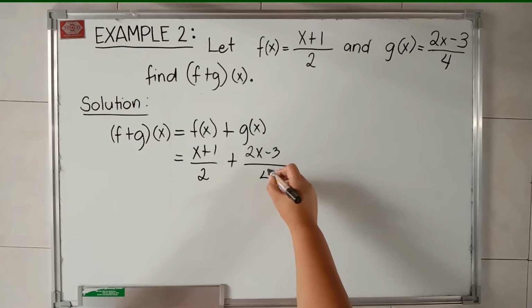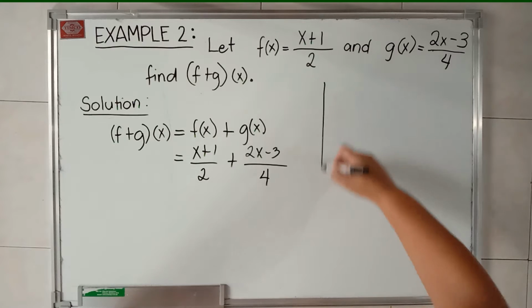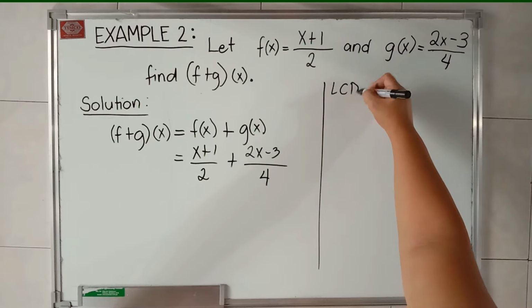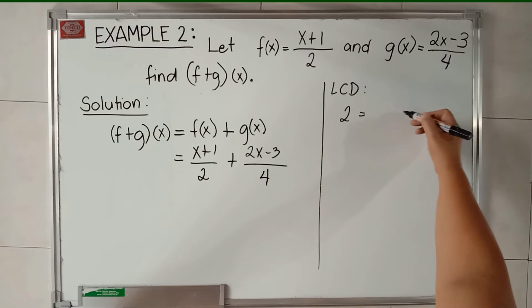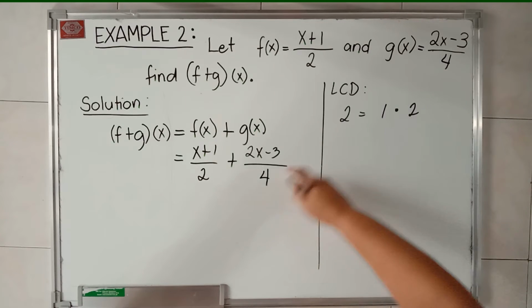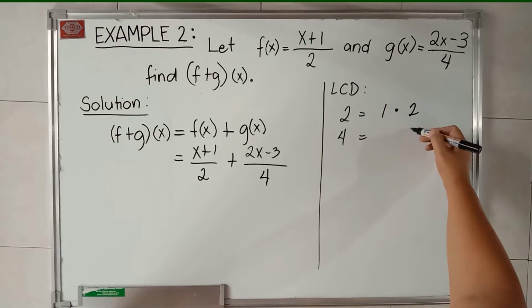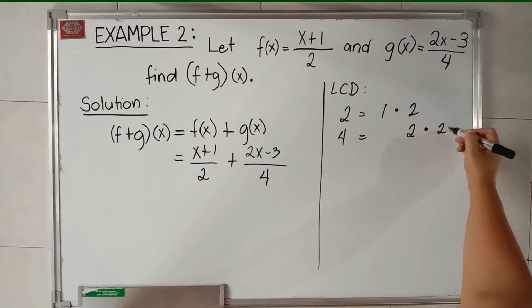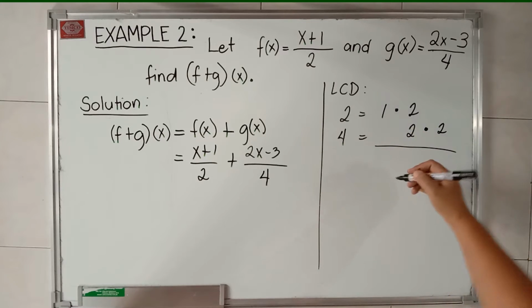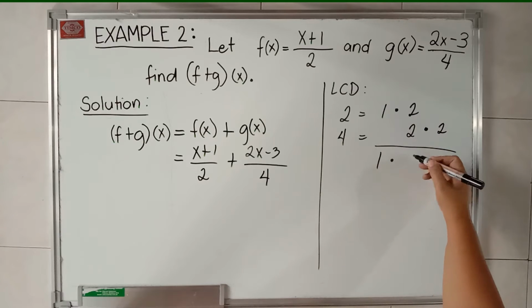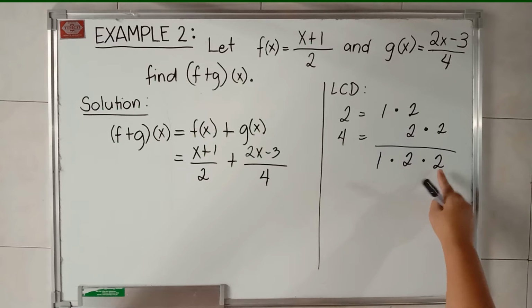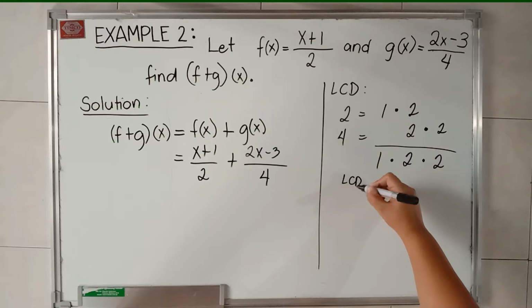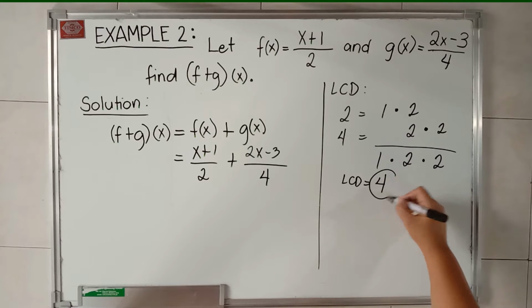over 4. But first, we have to find the LCD. So we have to write the denominator of each function. So the denominator of the first function is 2 and we factor the prime numbers. Next, we have 4. So, the prime number factors of 4 are 2 and 2. So, we write them vertically. Take only one representative of each factor. So, 1 times 2 times 2 is 4, so our LCD is 4.